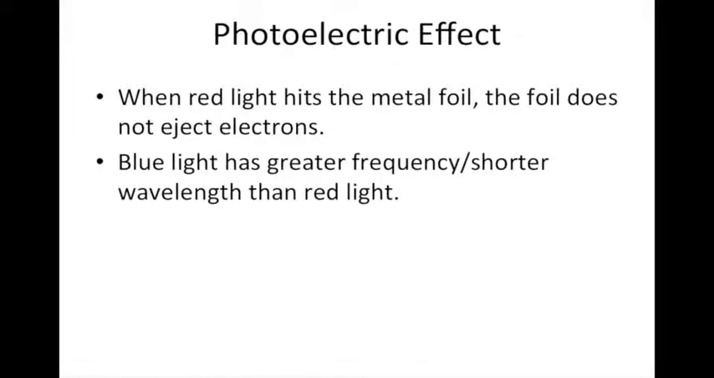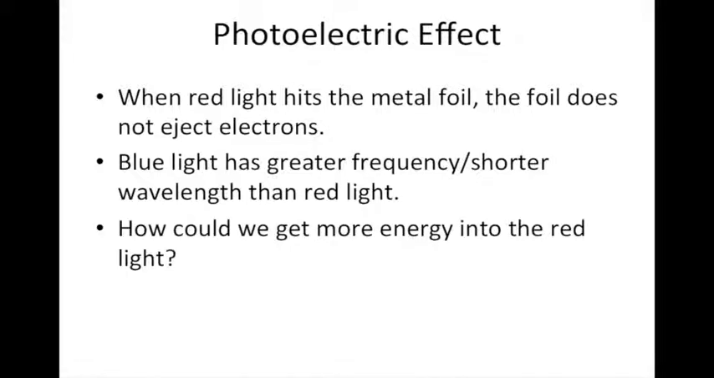So the blue light had a greater frequency, shorter wavelength than the red light. It was able to eject the electrons, as was the violet light, but the red light could not. So how could we get the red light to be able to eject some electrons?